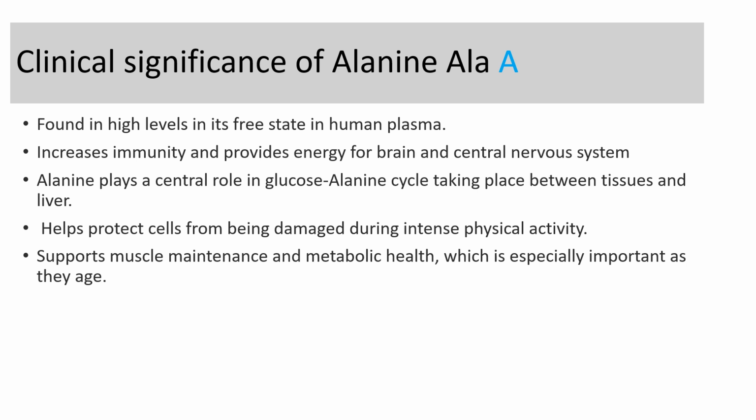Alanine plays a central role in the glucose-alanine cycle taking place between tissues and the liver. Very, very important. It helps protect cells from being damaged during intense physical activity, and this is exactly why some amino acids are very important for athletes. It supports muscle maintenance and metabolic health, which is especially important as we age. So if we see some sort of muscular dystrophy, or any kind of issues with muscles and their movement, most of the time doctors will run a test, see what is missing, and prescribe medications for a certain type of amino acid, right?